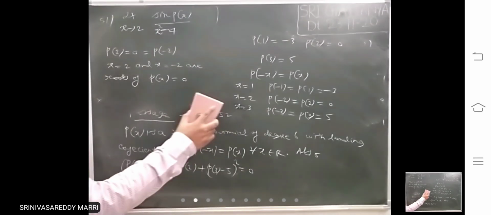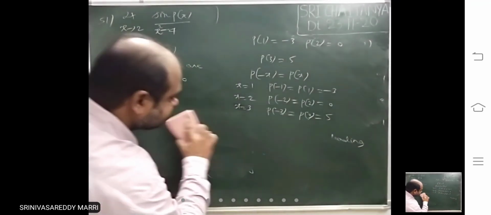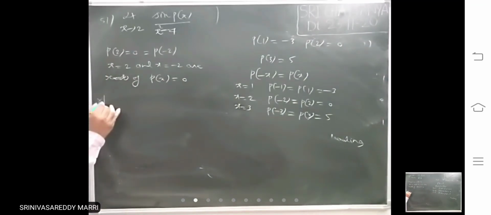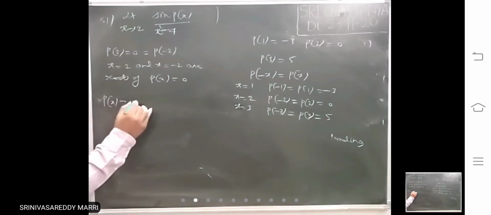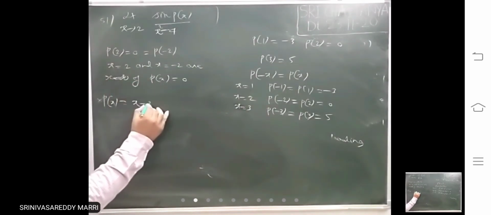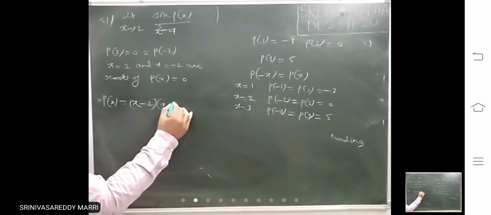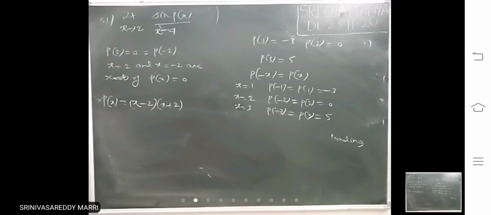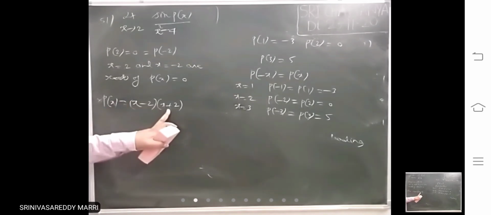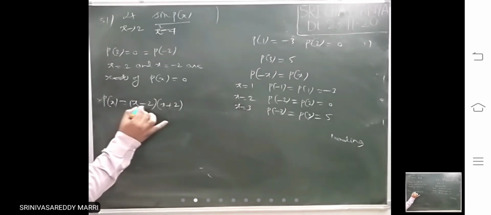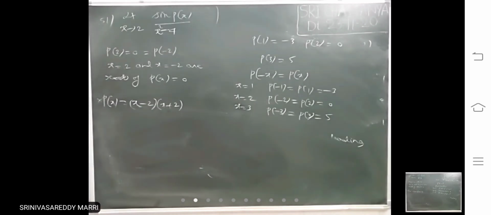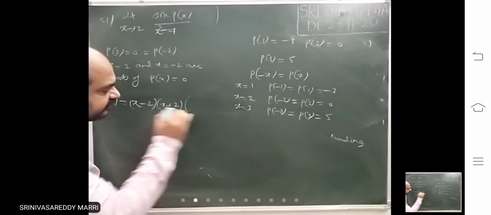So P of x polynomial is 6th degree actually. For P of x, root means x minus 2 is a factor, and x plus 2 is a factor. Right? Root means when you substitute 2, it must be 0. That means x minus 2 must be a factor. When you substitute minus 2, it must be 0, so x plus 2 must be a factor. So these two are factors. This into this is x square minus 4. P of x is degree 6. The other one will be what?